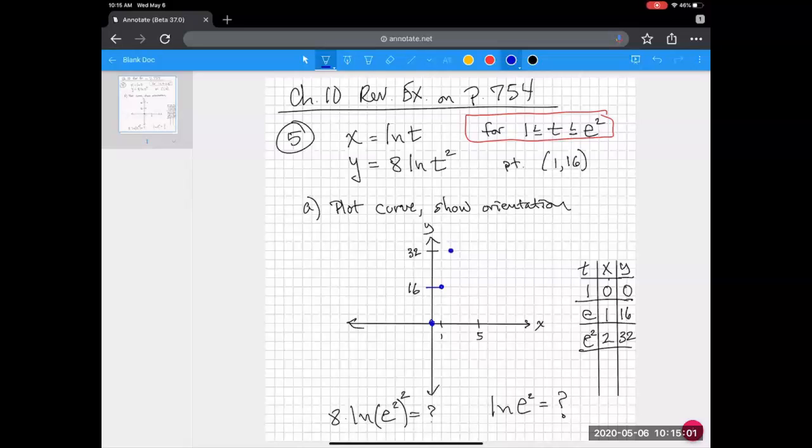And in this case, I don't want to extend beyond these points because that's the complete range for t, from 1 to e squared. So I can connect those dots. I'm going to observe that this is a line so that I can do this with a line. So that's the graph I get.